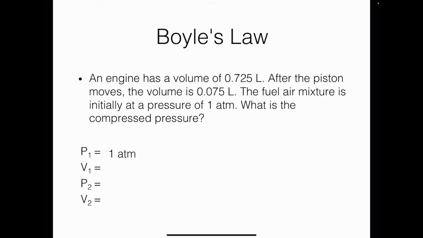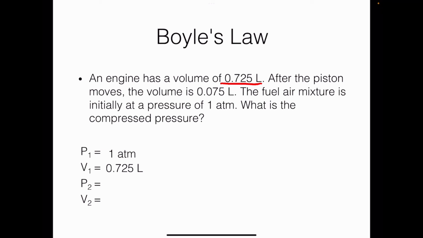So we see that the only pressure we've been given is 1 atm, and that's because we're trying to find an unknown pressure. So this time we have two volumes. Our volume 1 is 0.725 liters. And that's the initial volume we've been given here.